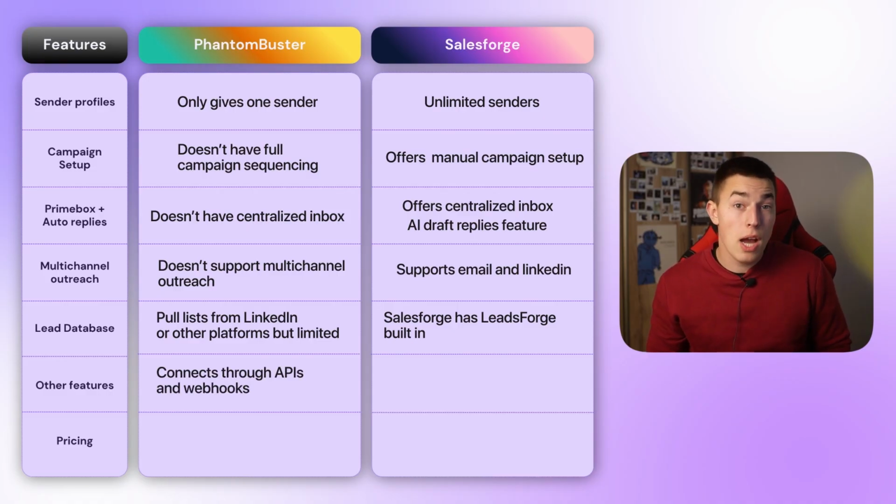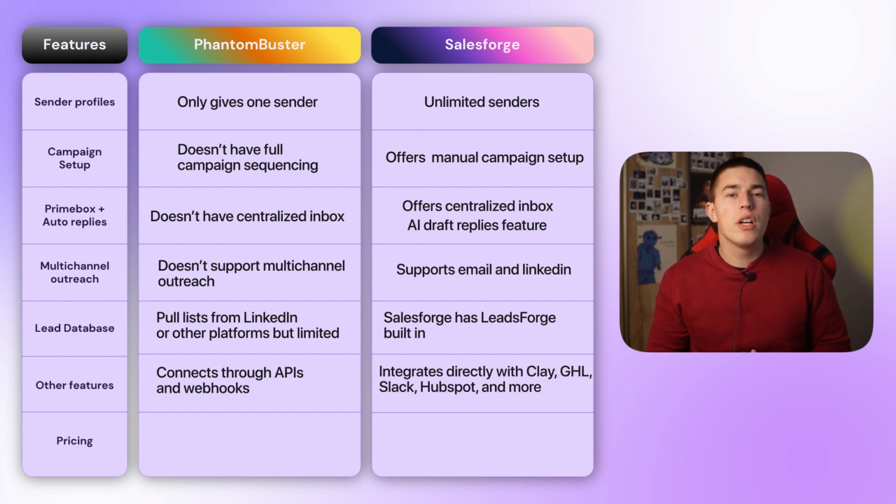PhantomBuster connects through APIs and webhooks, so it's flexible if you're technical. However, it's not built for running outreach at scale. Salesforge integrates directly with Clay, Go High Level, Slack, HubSpot, and many more integrations. And if you need white labeling, Salesforge supports it, while PhantomBuster doesn't.